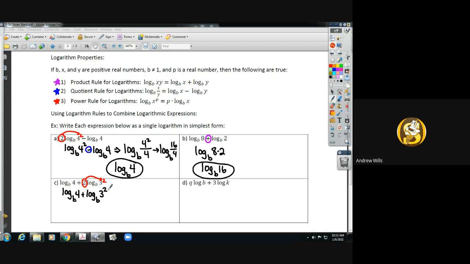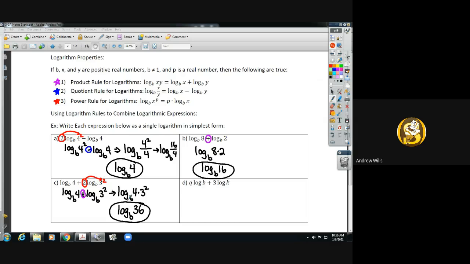Now that we're down to just 2 logarithms being added together, we are going to apply the product rule, because there's a plus in between those logarithms, to rewrite this as log base b of 4 times 3 squared. And then from there, all we need to do is simplify 4 times 3 squared. Well, 3 squared is 9. 4 times 9 would be 36. Log base b of 36.